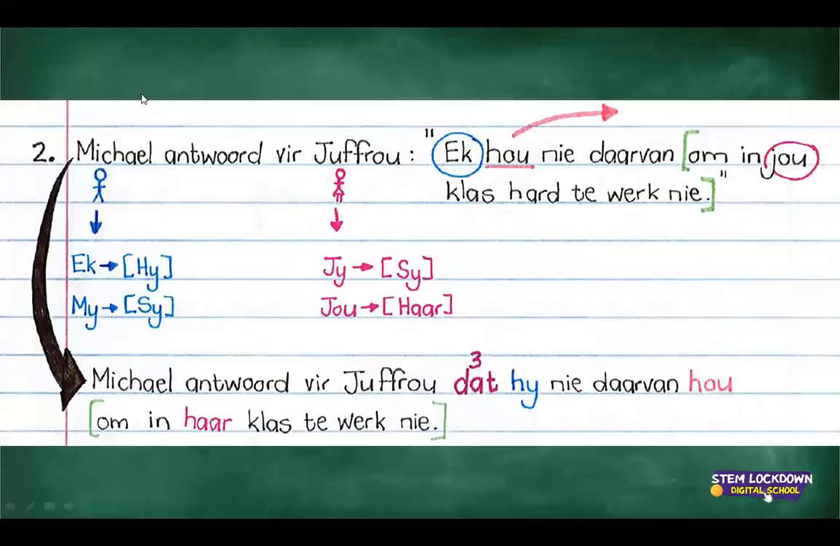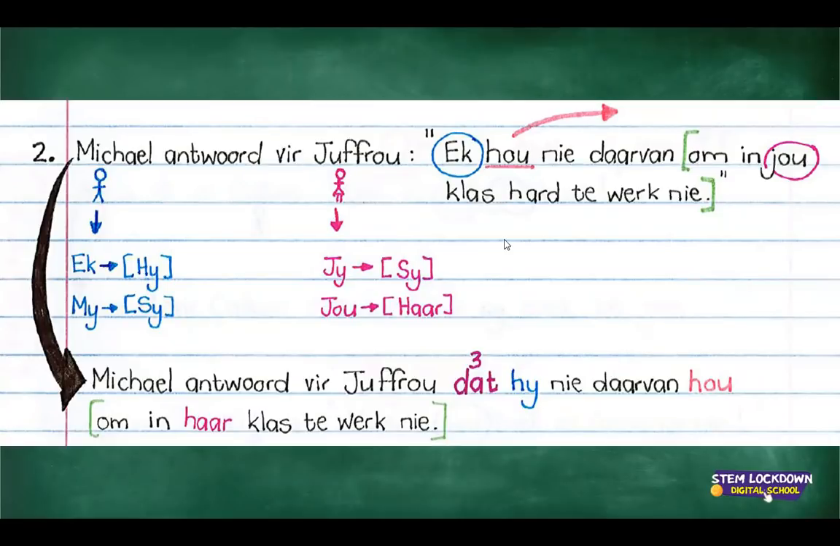Okay, now it's also again, Michael antwoord vir juffrou. So Michael is now first, so all the ek and my is referring to Michael. Juffrou is second, so all the jy and jou is referring to the female. Once again, I look for my verbs, ek het net hou. I look for my pronouns. Ek, remember to look for your pronouns in your infinitive as well. So ek het jou hierso. And I always urge my children to put brackets around the infinitive because remember if your verb moves to the end, it will always move in front of the infinitive.